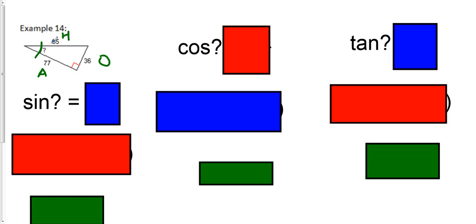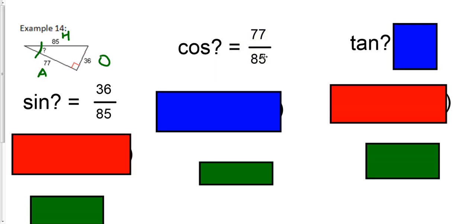Now, to solve this one out, we can actually pick. If we know all three of them, we can either do the sine of our unknown, the cosine of our unknown, or the tangent of our unknown. If it was sine, we'd use opposite over hypotenuse, or 36 over 85. If it was cosine, CAH, we would do adjacent over hypotenuse, or 77 over 85. If we wanted to do tangent, TOA, we would use opposite, 36, over adjacent, 77. So we can do any of these to solve it out correctly.